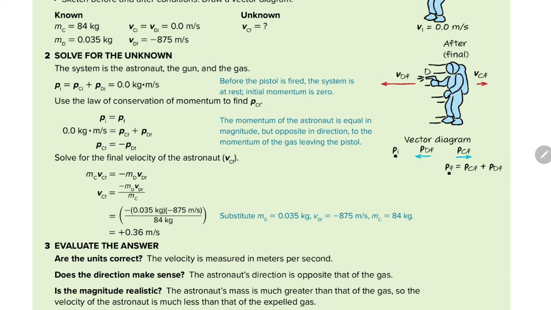After that, we will write the numbers. So here we have minus MD, which we have in the question, equal to 0.035 kilogram, multiplied by the velocity, so it's minus 875, divided by 84, which is the mass of the astronaut. By using the calculator, the final result should be positive 0.36 meter per second.